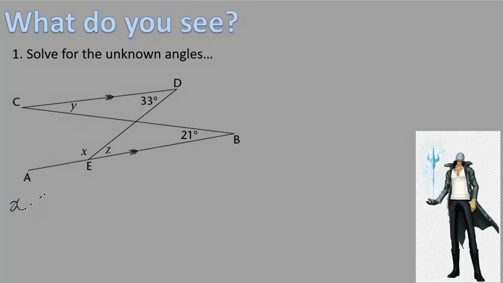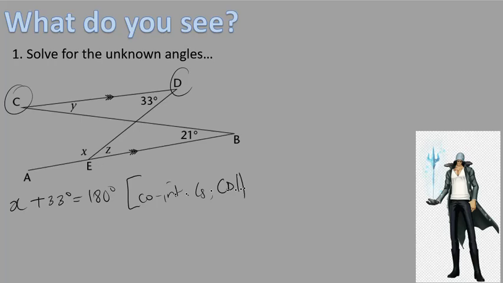So I'm saying X plus 33 degrees is equals to 180 degrees. My reason was what? Co-interior angles. Co-interior angles need parallel lines. What are they using? CD being parallel to what? AB. Remember, you call the whole line. It's much safer that way, trust me.